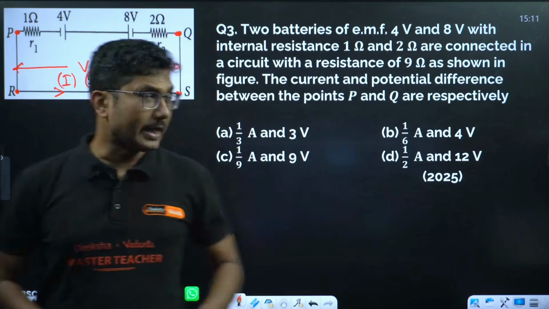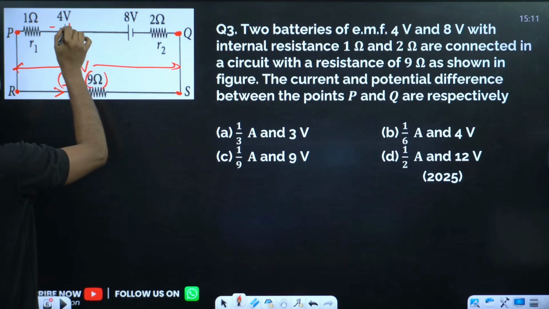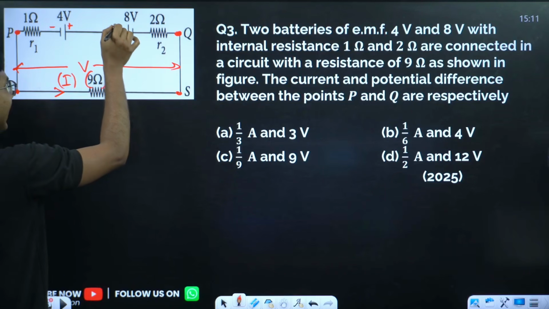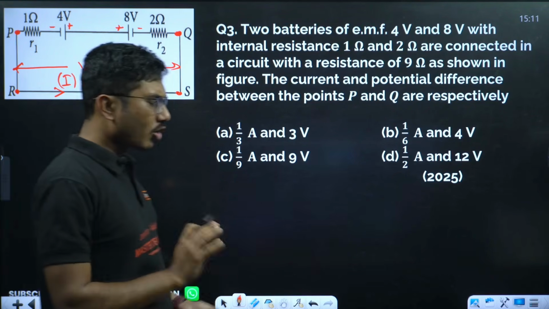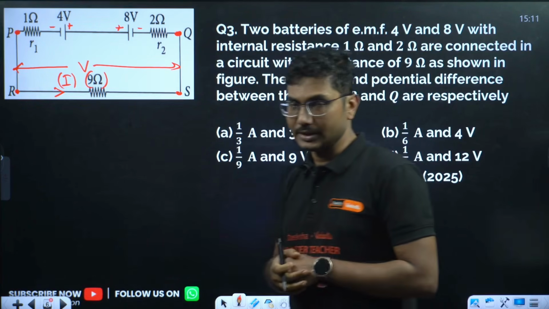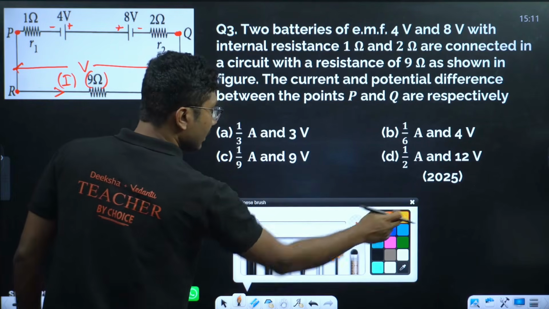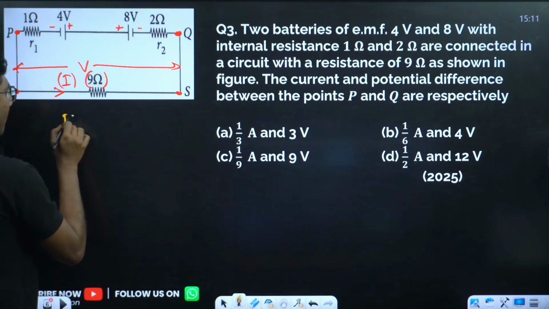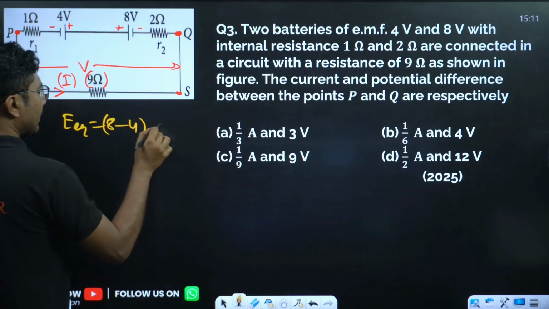Now if you see here in the combination of cells, this one is negative, this one is positive. For this 8 volt, this one is positive, this one is negative. That means they are not connected in series, but they are connected in reverse order in series. So what will be the equivalent EMF here? The equivalent EMF here will be 8 minus 4, that is 4 volt.